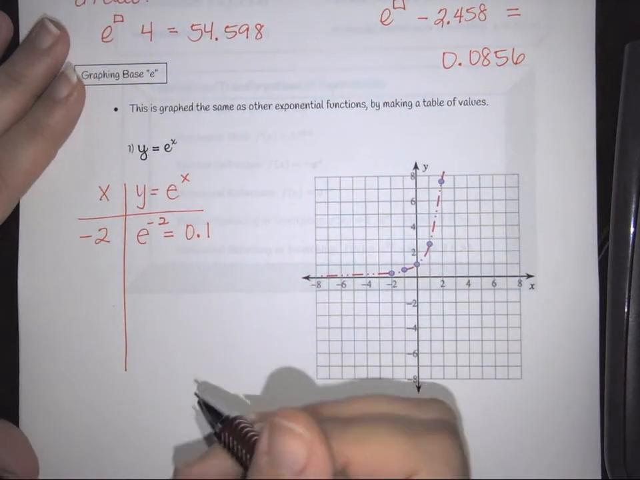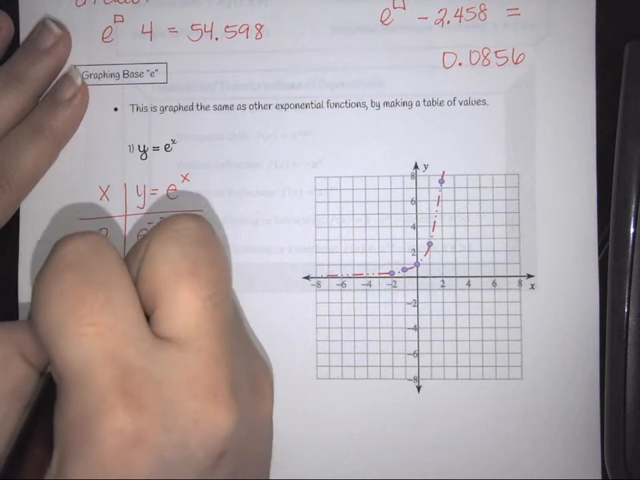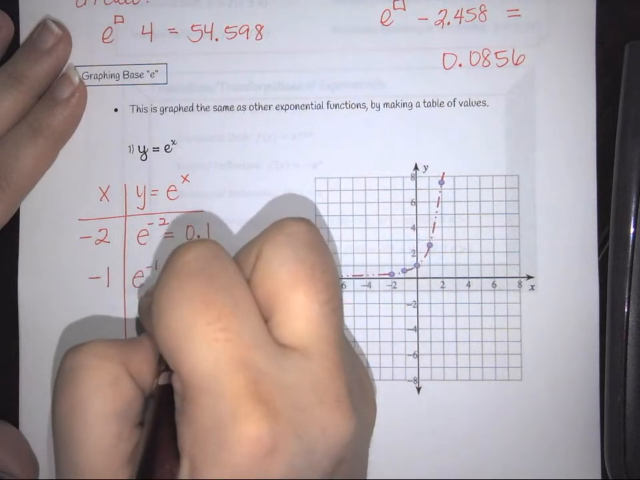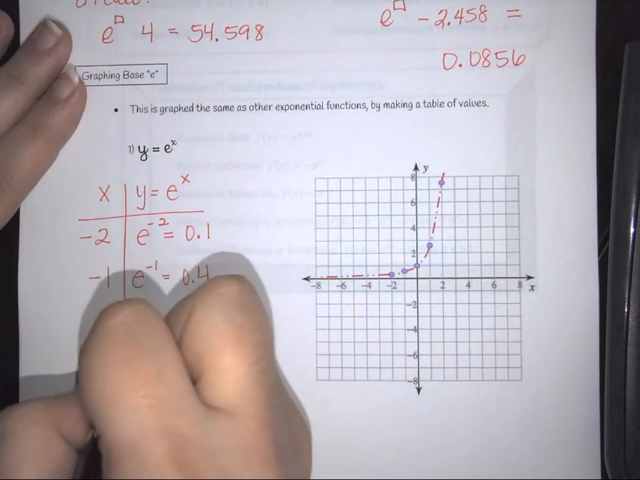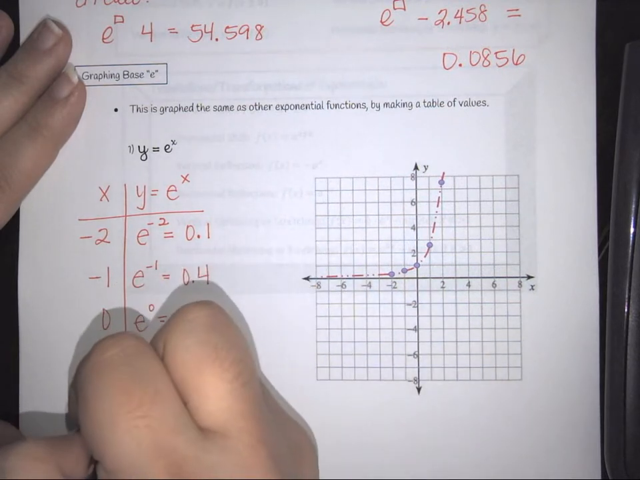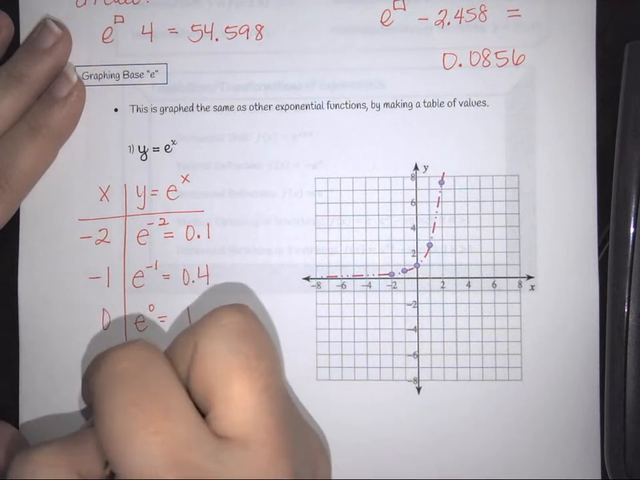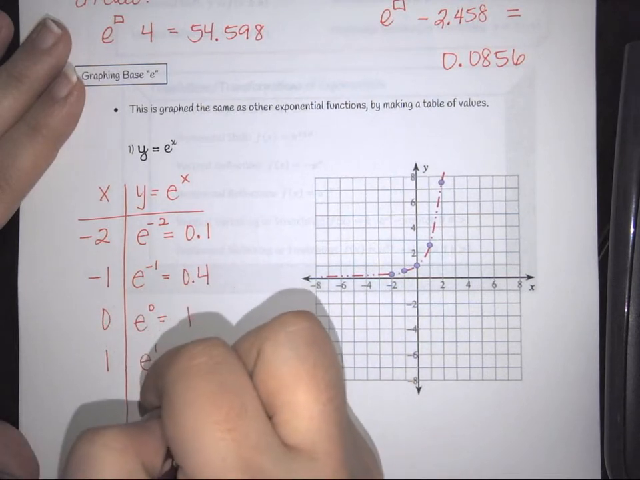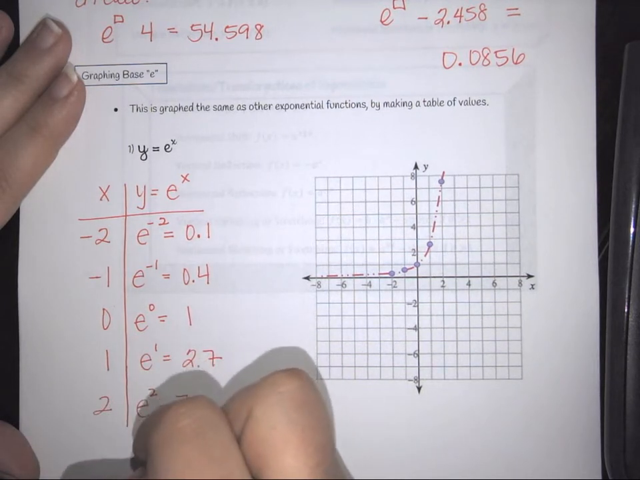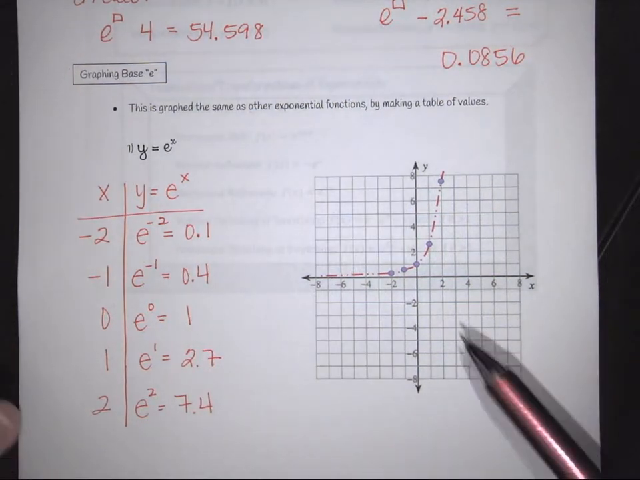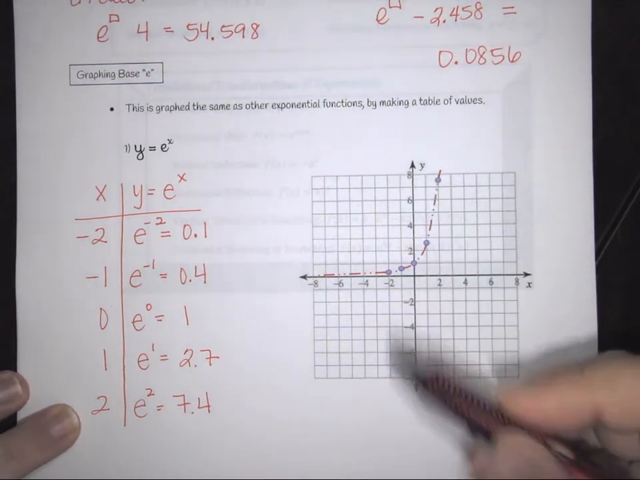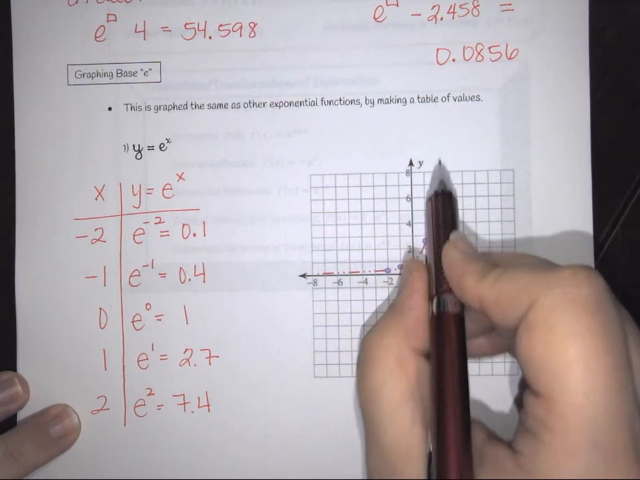And we're going to repeat the process for the whole table. So at negative 1, we have e to the negative 1, which is going to be 0.4. Then we have e to the 0, which is 1. At 1, we're going to have e to the first, which is 2.7. And then e to the second is going to be 7.4. As you can see, I've already graphed this for you to make it easier. So here are the coordinate points that we graphed, and you notice my graph is going to cut through them.